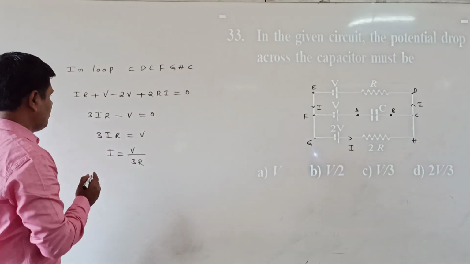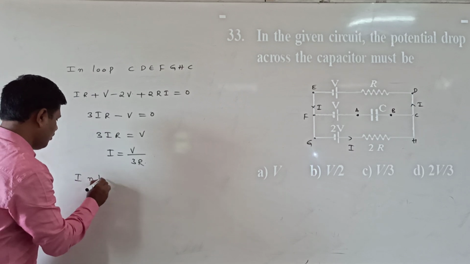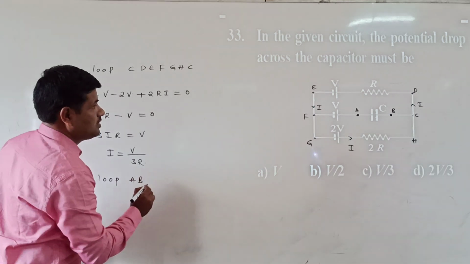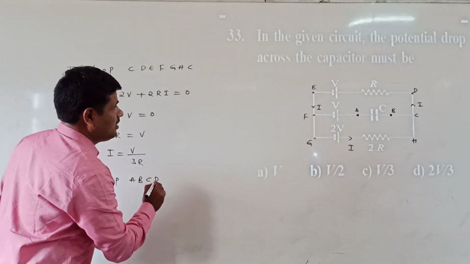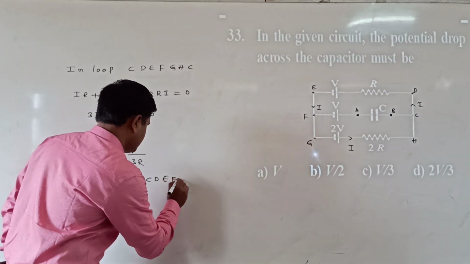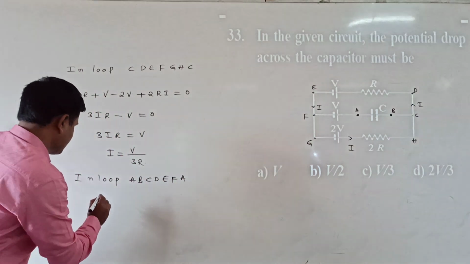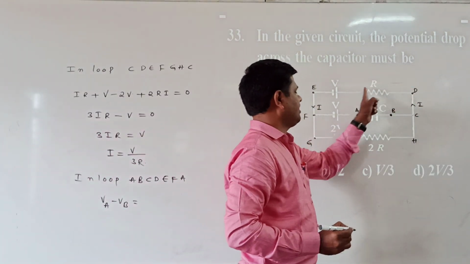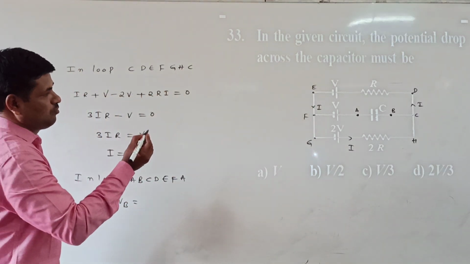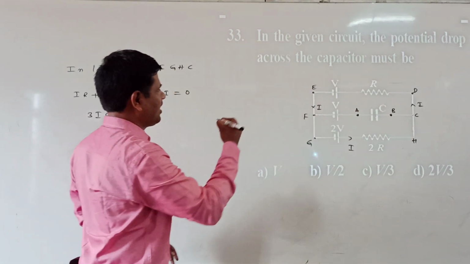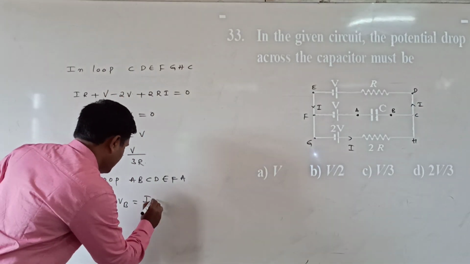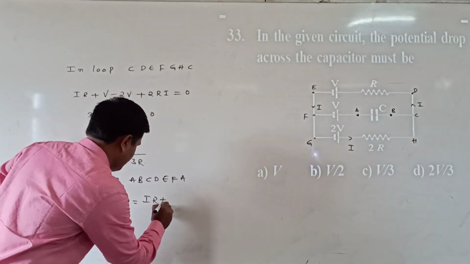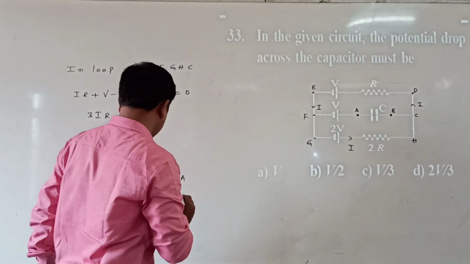Now we apply Kirchhoff voltage law again, in the loop A, B, C, D, E, F, A. The potential drop across the capacitor, VA minus VB, is equal to, in this loop, the current and resistance. Potential drop across the resistance, with the current in the same direction, is IR. Plus V where it stops at the positive, and minus V where it stops at the negative.